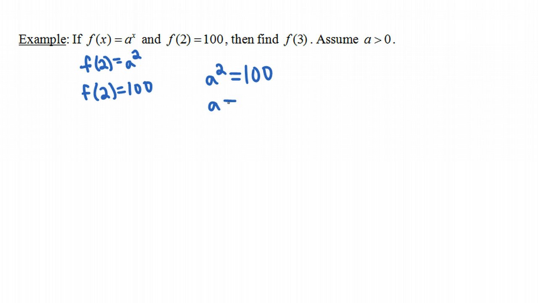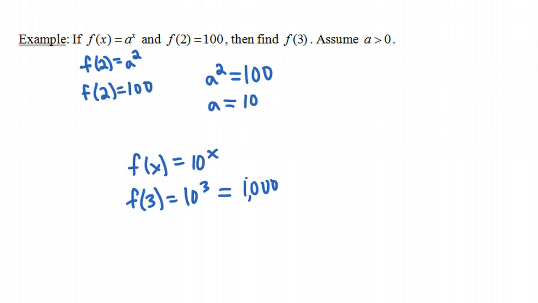Okay, well, what does that mean a is? Well, a could be plus or minus 10. Okay, a could be 10 or it could be negative 10, but actually we're told to assume that a is greater than 0, so we can write a as 10. Okay, so our original function is actually f of x equals 10 to the x, and so f of 3 will be 10 to the 3rd power, which is 1,000, right? 10 times 10 times 10.